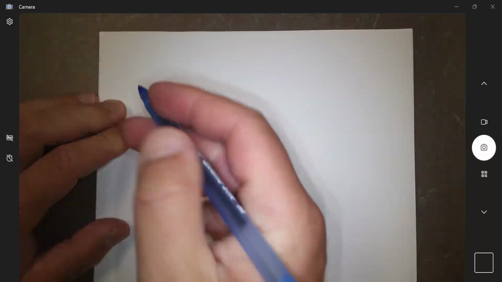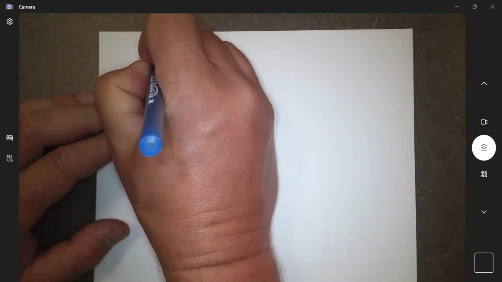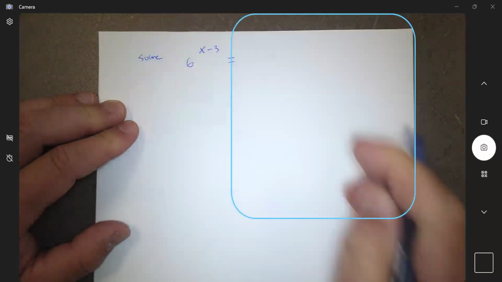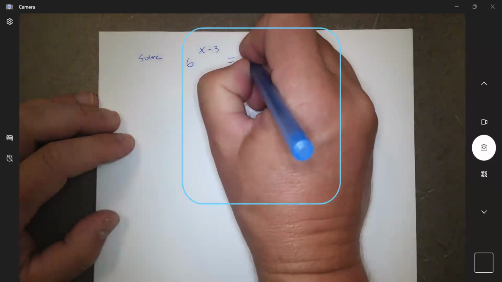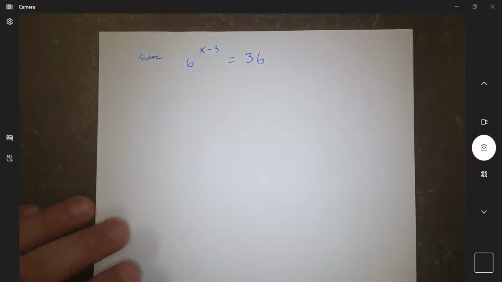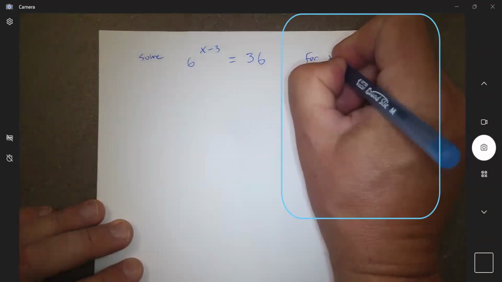Moving right along. I know there's a lot, but remember these are recap lectures, so I go a little bit faster. Let's solve 6 to the x minus 3 equals, let's keep it real simple for my brain today, 36. I'm solving this for x.